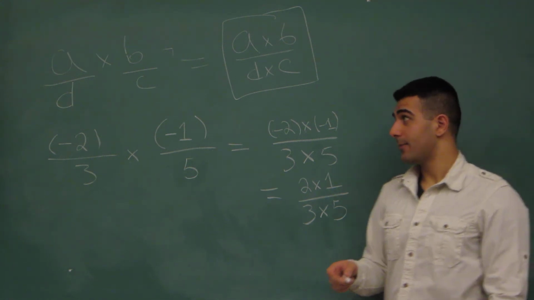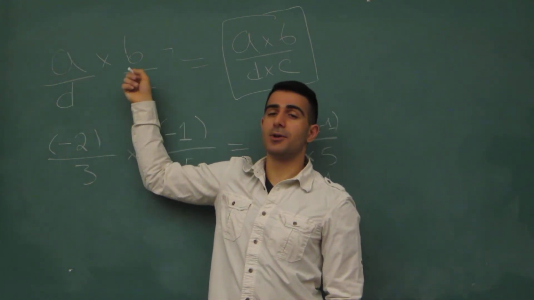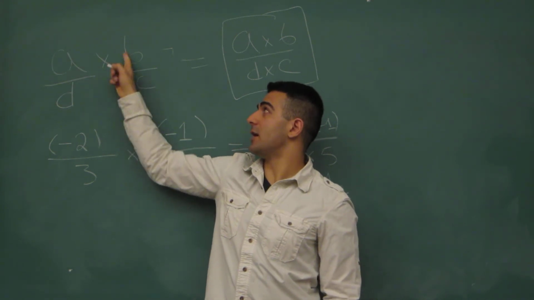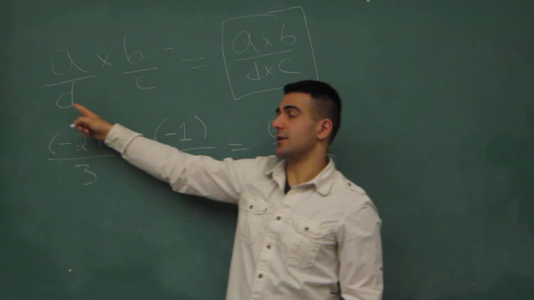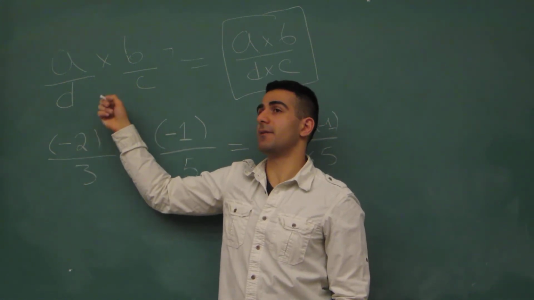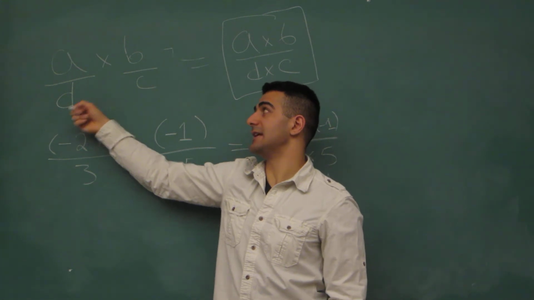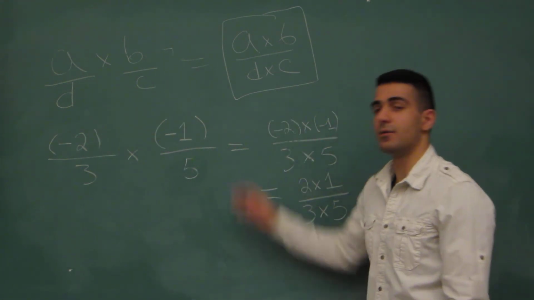So just to recap, whenever you have two random fractions and you're asked to multiply them, you multiply the top numbers together, put that in the top of the fraction, and you multiply the bottoms of the fractions together, so d times c, and you put it at the bottom of the resulting fraction.